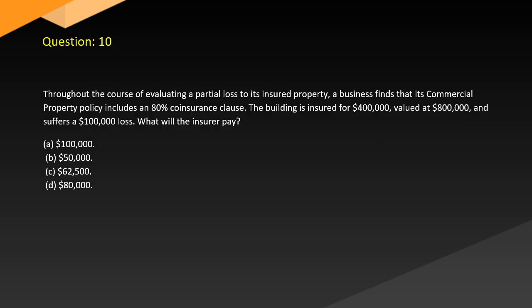Question 10. Throughout the course of evaluating a partial loss to its insured property, a business finds that its commercial property policy includes an 80% coinsurance clause. The building is insured for $400,000, valued at $800,000, and suffers a $100,000 loss. What will the insurer pay? A. $100,000. B. $50,000. C. $62,500. D. $80,000.